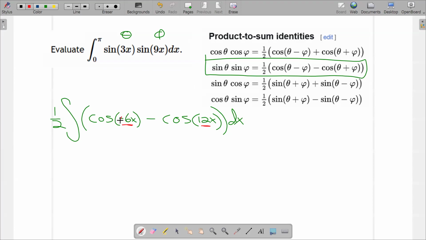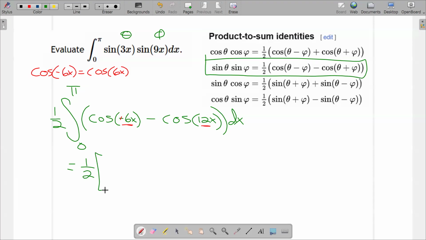Again, my point is, because cosine is even, the cosine of negative 6x is equal to the cosine of 6x. Kind of like x squared, same idea. It eats up the negative. We're evaluating this from 0 to pi. So the 1/2 hangs outside.